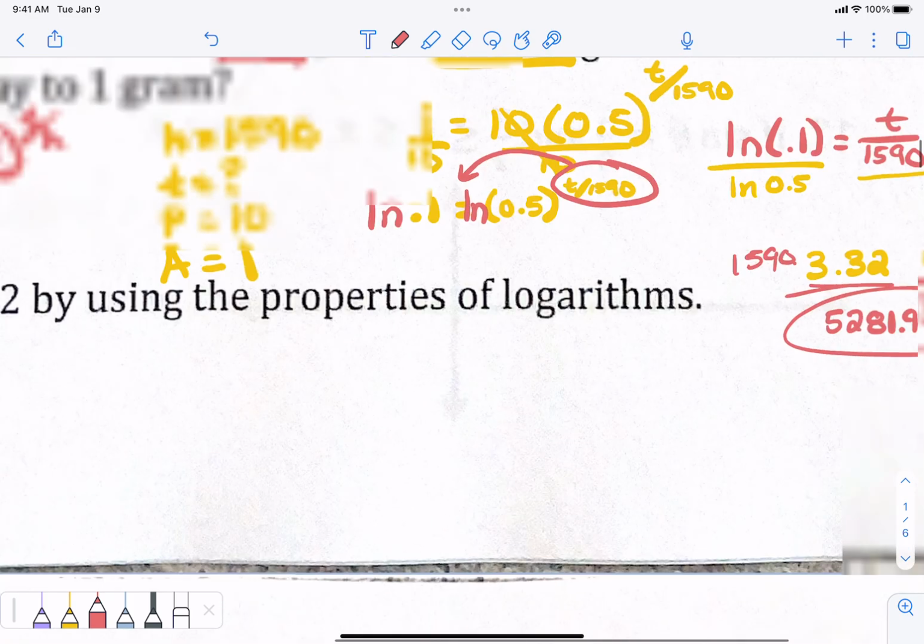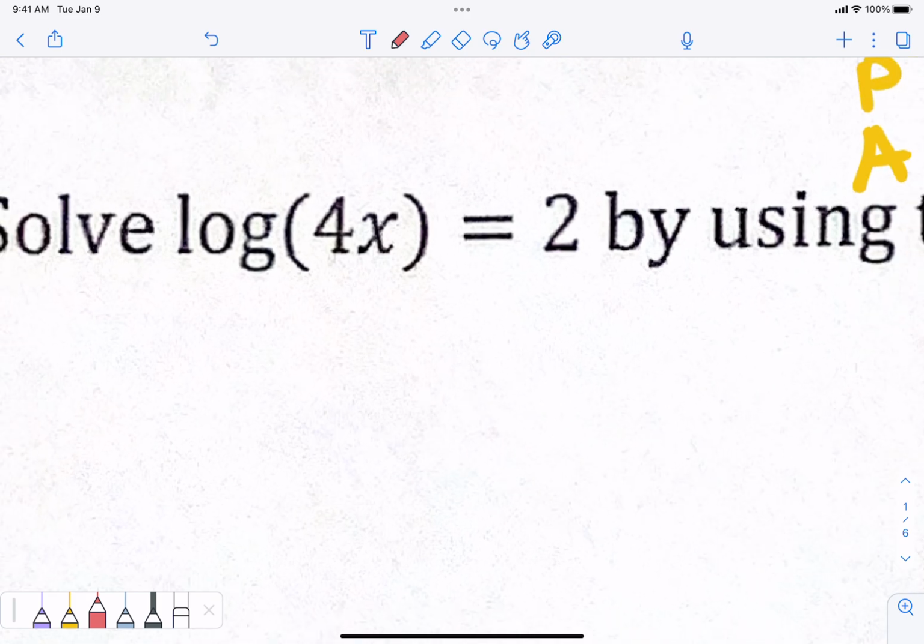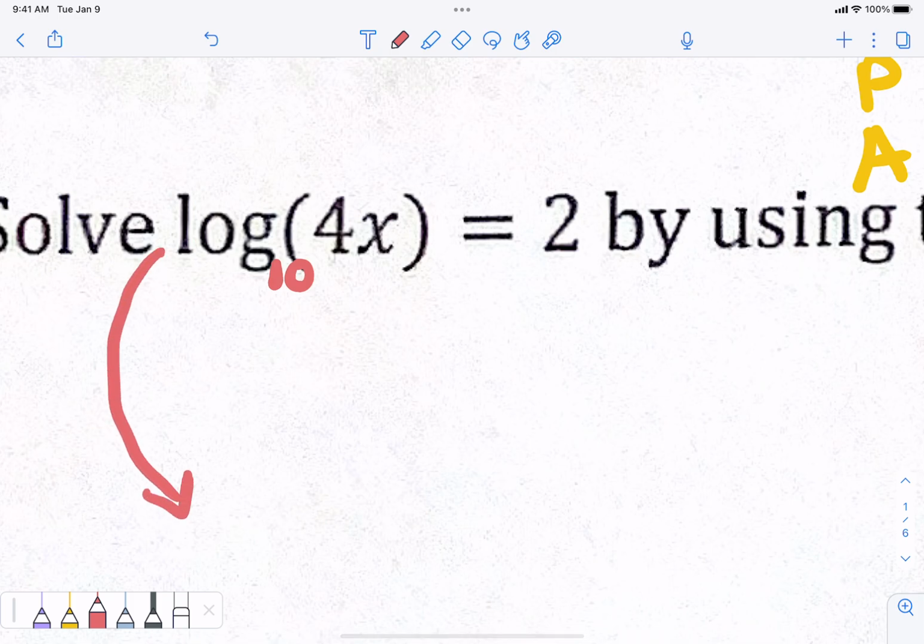All right. Next. Solve this by using properties of logs. So we have log of 4x equals 2. Now every log has a base. What's the base of this one? 10, because it doesn't have a number, so we assume that it is 10. Now we're trying to solve for x, but the x is trapped inside the log. Let's rearrange and make it an exponential function.